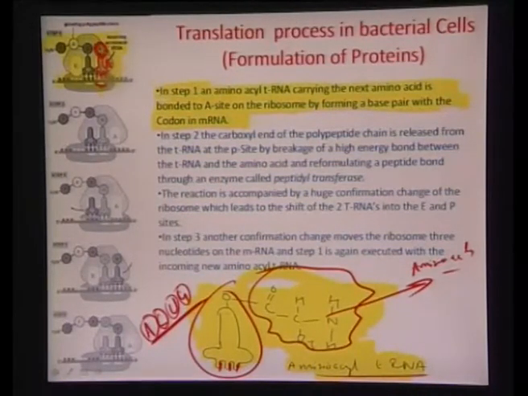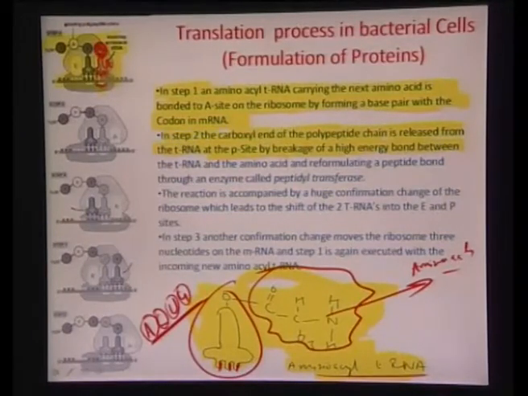Let us say you have an amino acid 4 which you are trying to add to this chain. In step 2, the carboxylic end of the polypeptide chain is released from the transfer RNA at the P site by breaking of a high energy bond between the same.